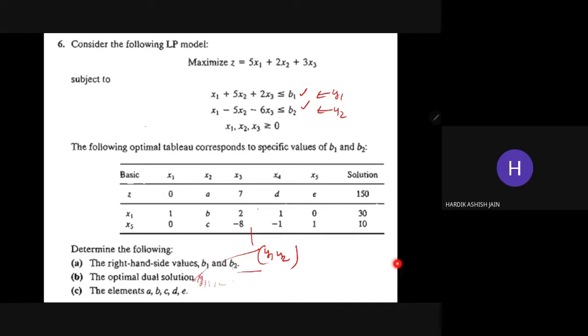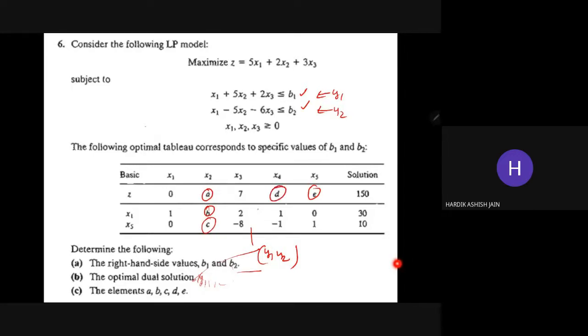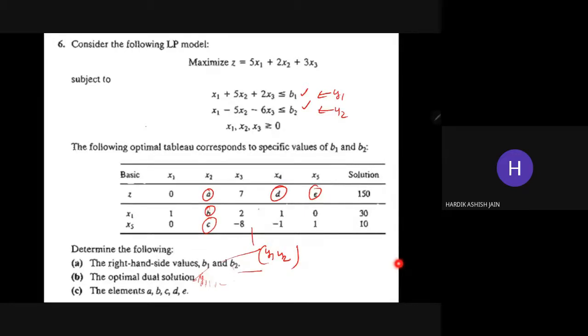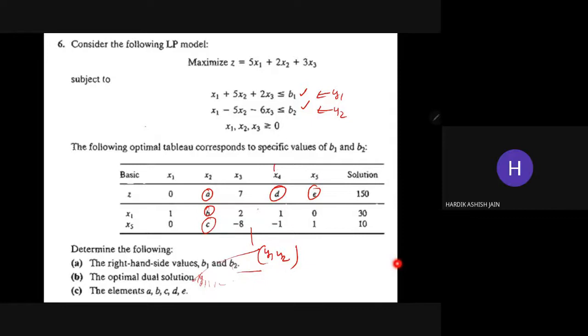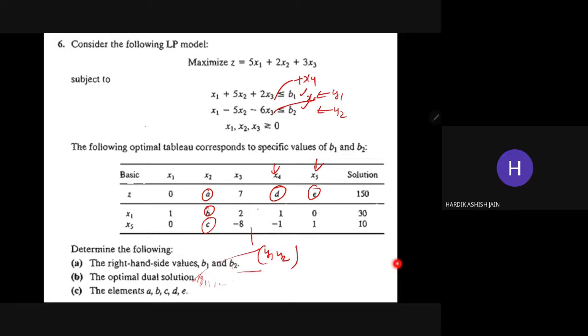Then the elements a, b, c, d, e, meaning a, b, c, e, and this is d. This you have to determine. So first of all, from the table, what are these variables? These are the slack variables.